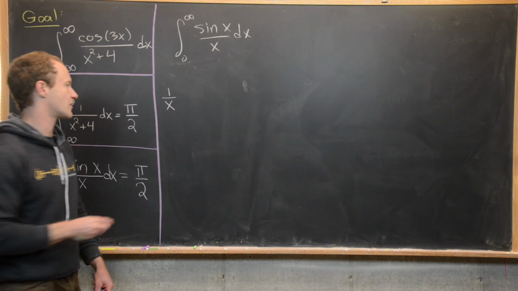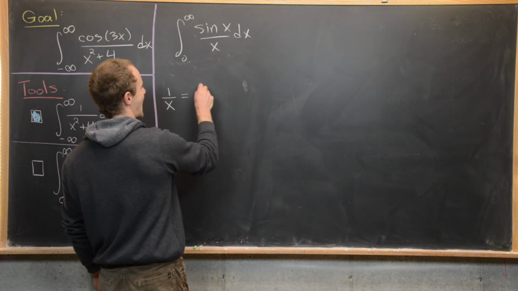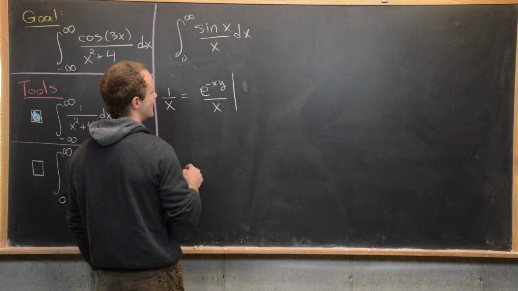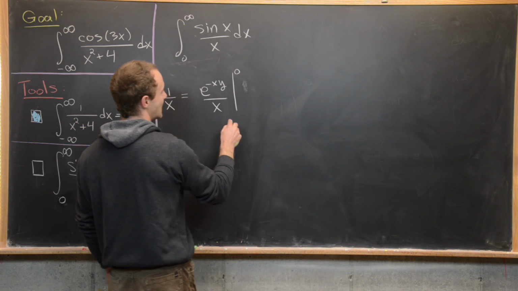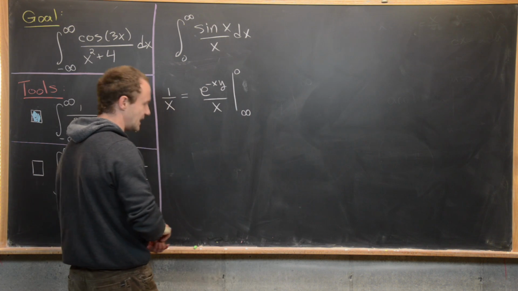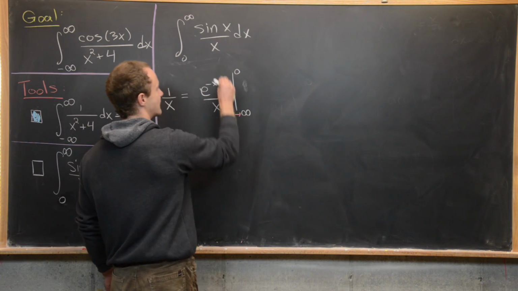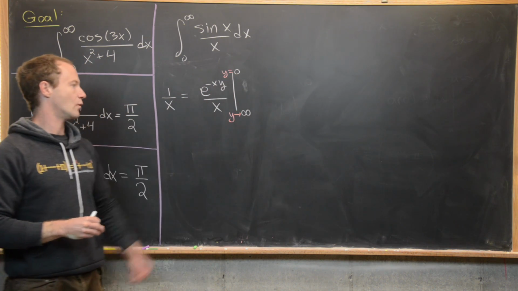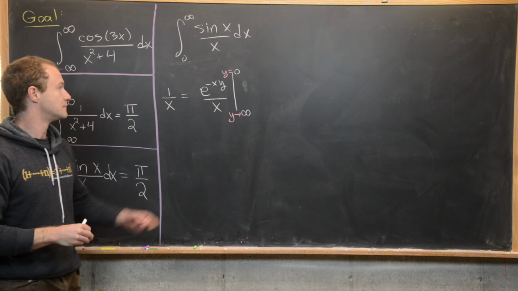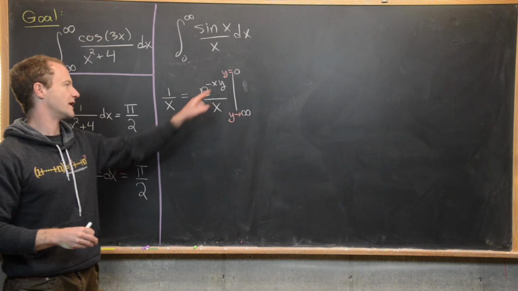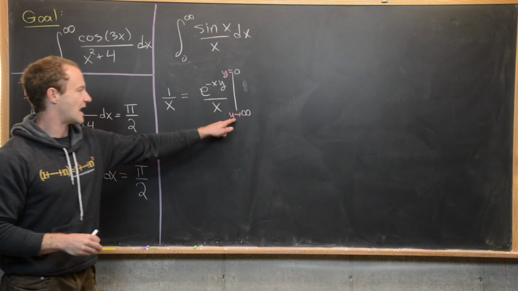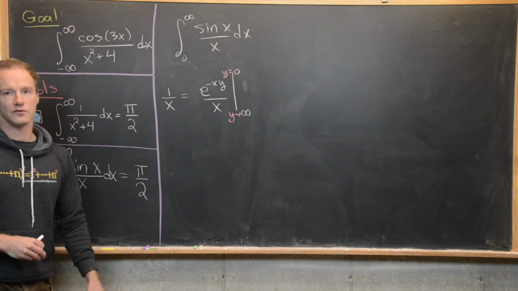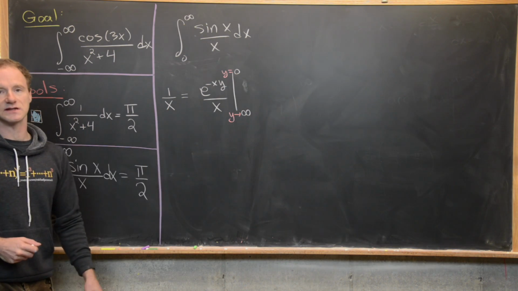So I'll take this 1 over x, and I'm going to rewrite that as e to the minus xy over x, where I'm evaluating that at the top at 0 and at the bottom at infinity, where these are y values. So there I've got y equals 0 in the top part, and y is approaching infinity in the bottom part. So notice if I plug in y equals 0, I get 1 in the numerator. If I let y tend towards infinity, I get 0 in the numerator. So this is all going to simplify down to this.